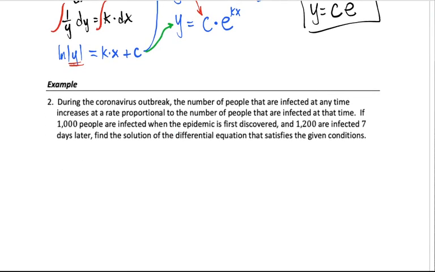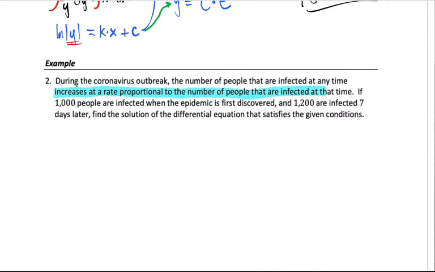So it says, during the COVID outbreak, the number of people that are infected at any time increases at a rate proportional to the number of people that are infected at that time. That is describing exactly that situation. It is a rate proportional to the value itself. Okay? So we have a couple other bits of information here, right? It says, if 1,000 people are infected when the epidemic is first discovered, and then there are 1,200 people after 7 days, we want to try to find the solution for this differential equation that satisfies these conditions.